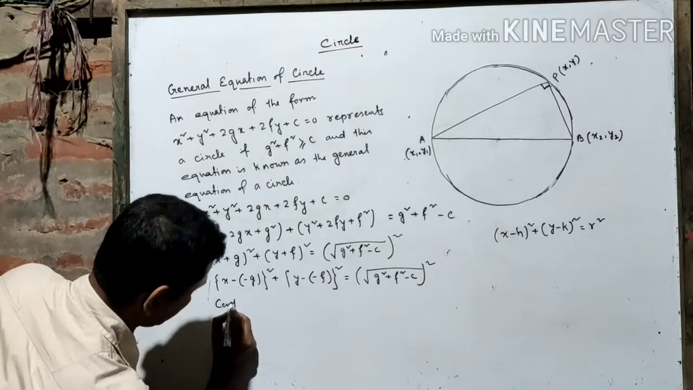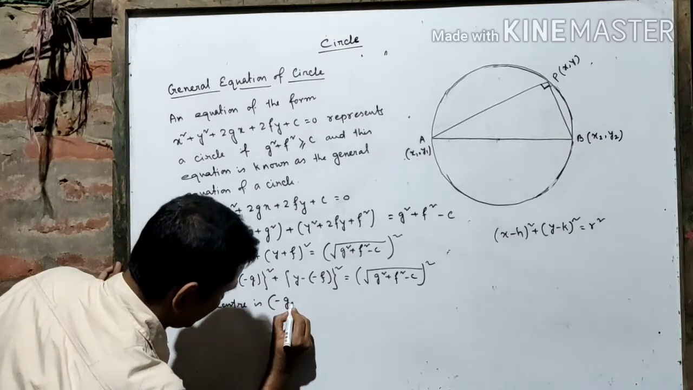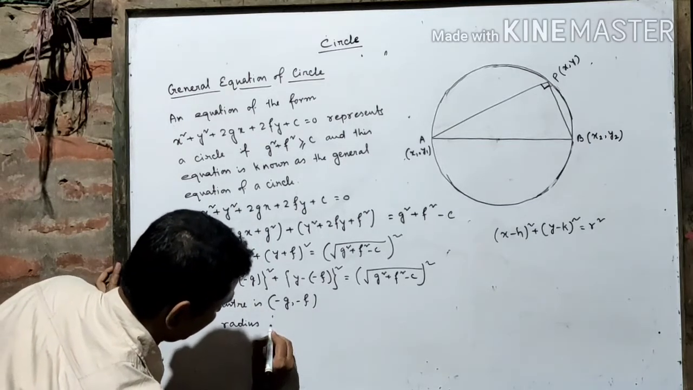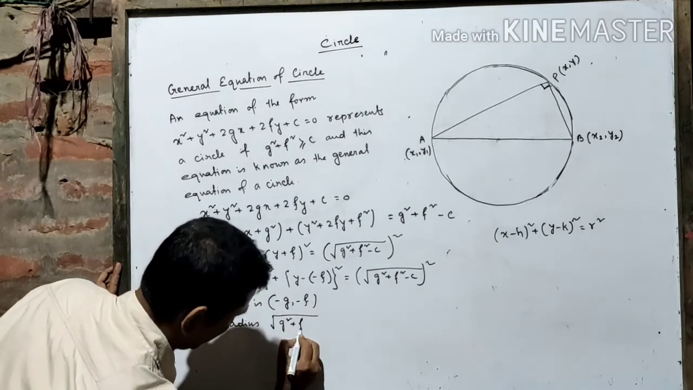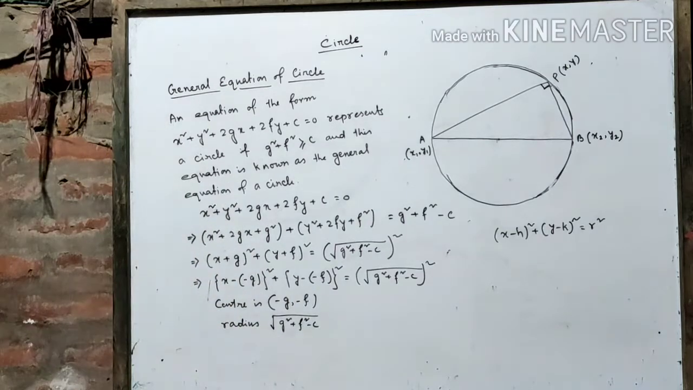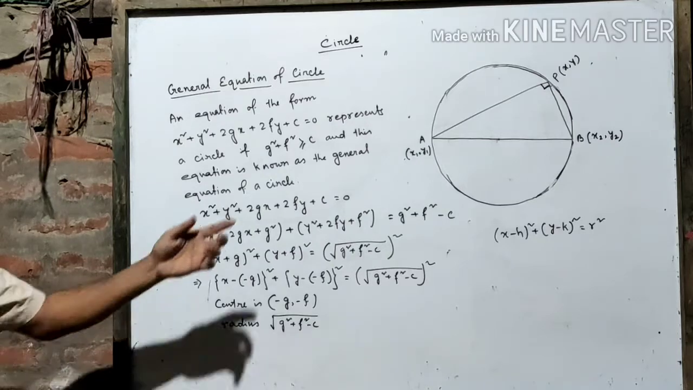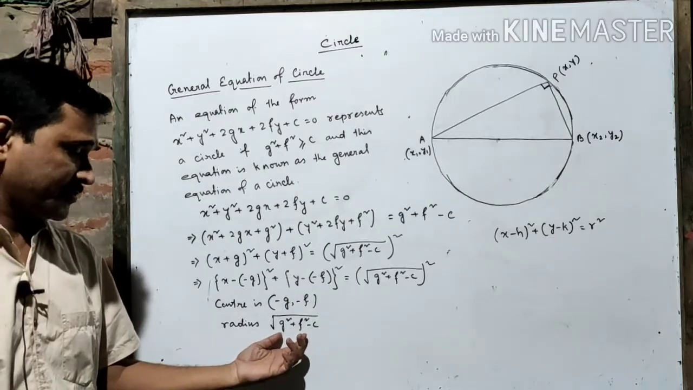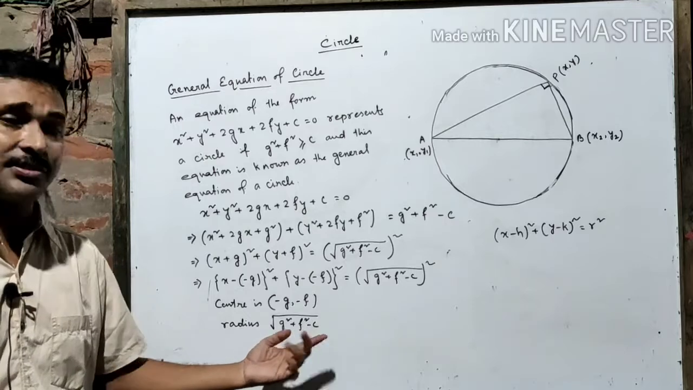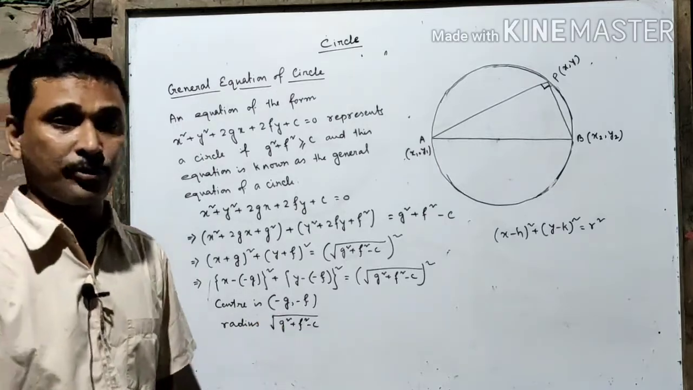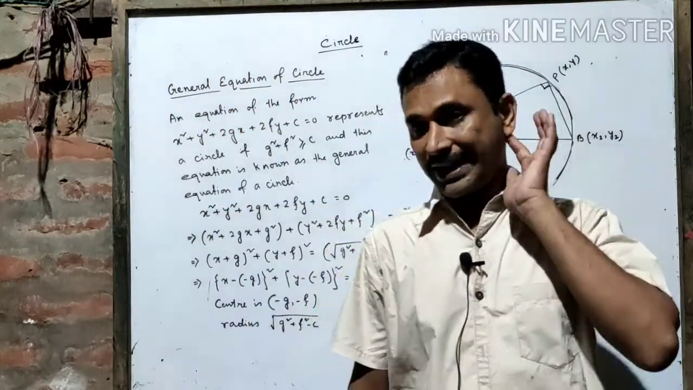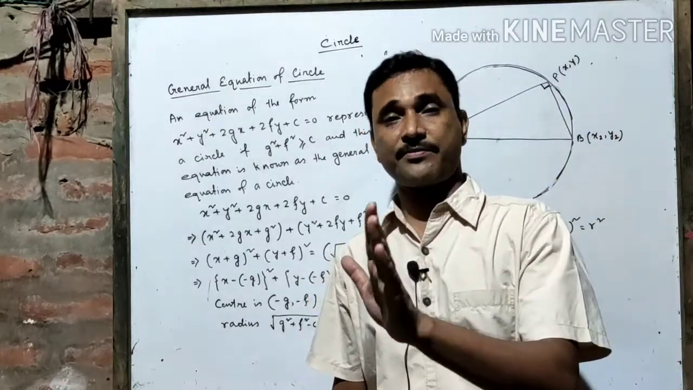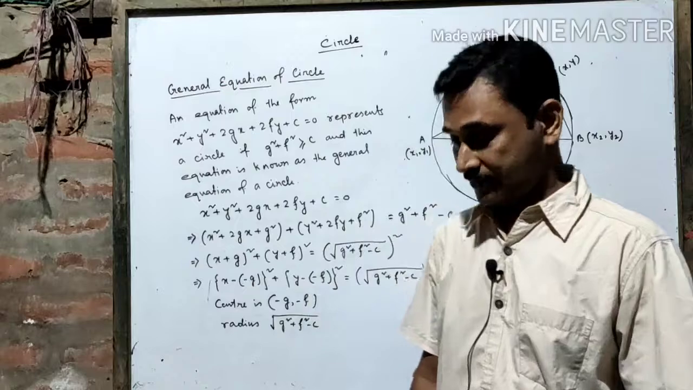So the center is (−g, −f) and the radius is √(g² + f² − c). Now here I have put a condition, g² + f² ≥ c. Why is this? If g² + f² is less than c, then g² + f² − c will be a negative quantity, and the square root of a negative quantity is not a real number. Then there will not be any real existence of the circle. That's why g² + f² must be greater than or equal to c.